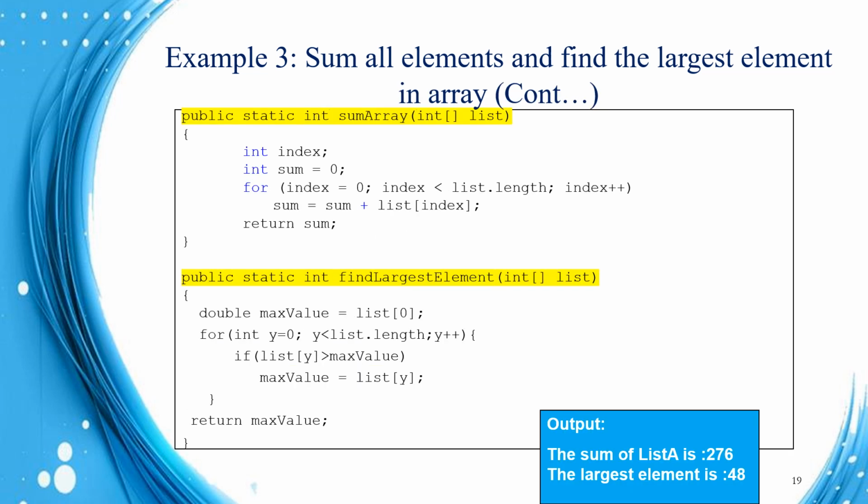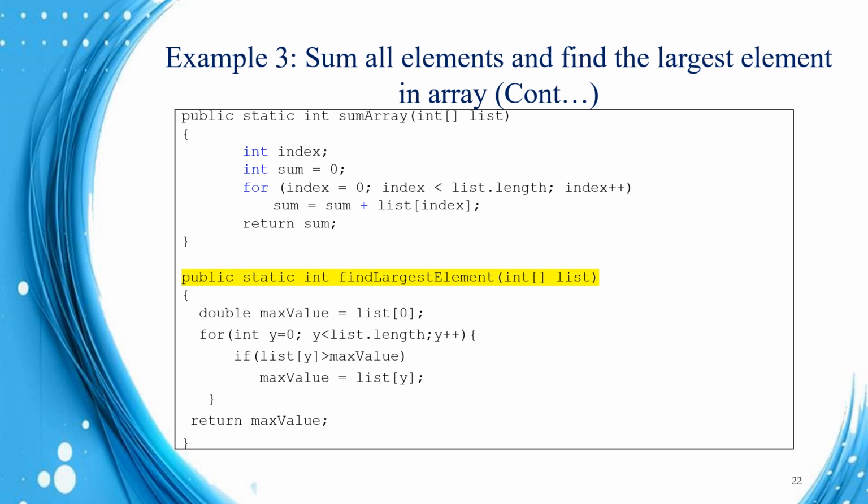Continuing from the previous program, here we have the detail of sumArray and findLargestElement methods. In sumArray method, it will return a value to the calling method. It will return an int. The formal parameter here is an array of type int. What the method does is it will loop through the array called list and do the addition. This is similar to the example we saw previously.